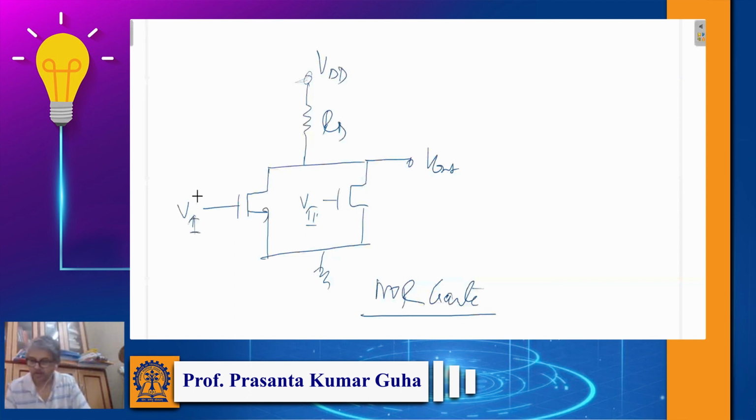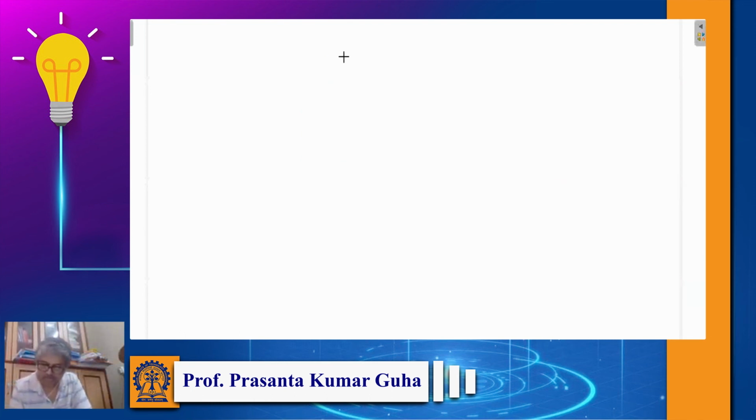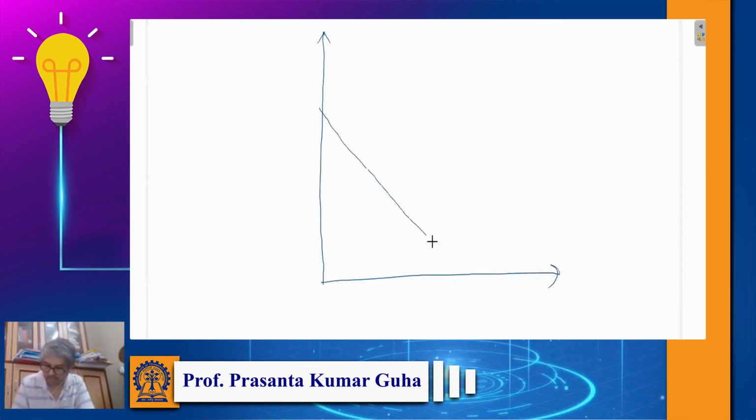Now, what we actually do is bias a simple MOSFET to keep it within the saturation region. So here also we will have a load line.